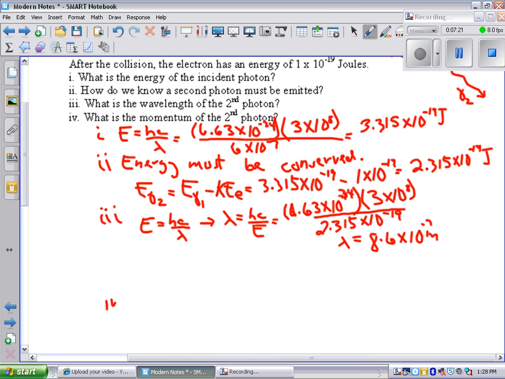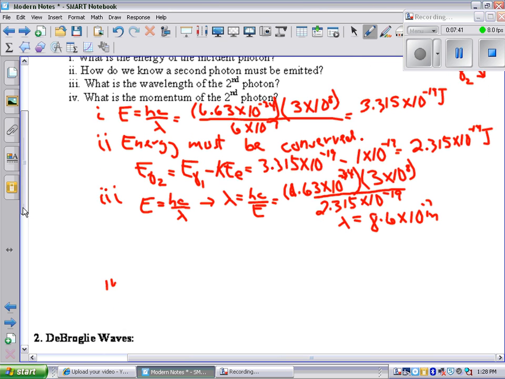I want you to notice something. That wavelength is greater than the wavelength of the original one. The original wave had a wavelength of 6 times 10 to the minus 7th. This is longer, 8.6 times 10 to the minus 7th. And that's going to happen every time because the second photon has to have less energy. Less energy is a longer wavelength.